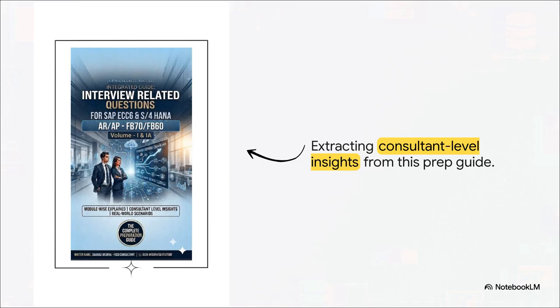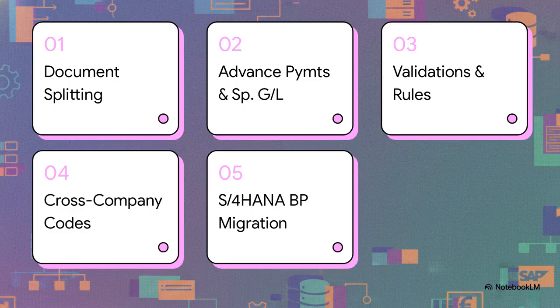Using it as our roadmap, we're going to bridge that gap between what an end user types on a keyboard and what the system silently executes in the background. It's a genuinely fantastic look at the inner workings of SAP. Here's our agenda for today. We're going to master document splitting, decode advanced payments and special GL, build some custom rules, navigate cross-company codes, and finally tackle the S/4HANA business partner migration.